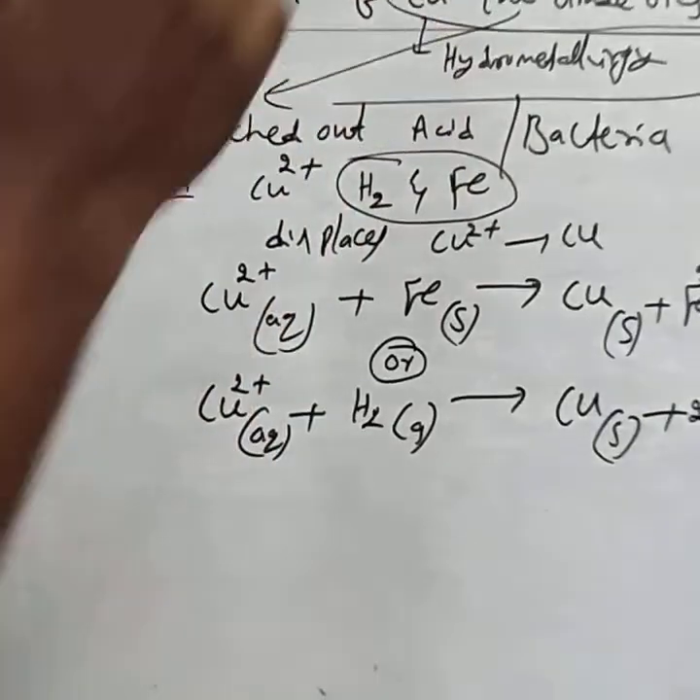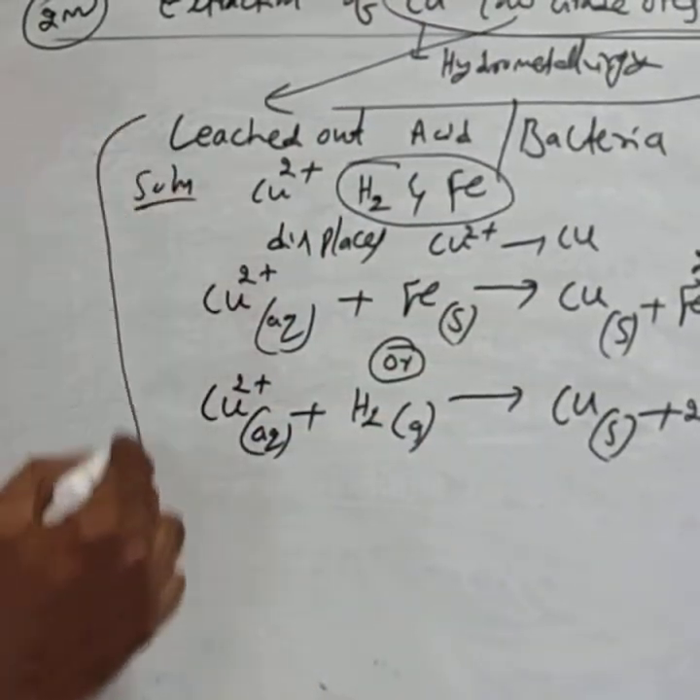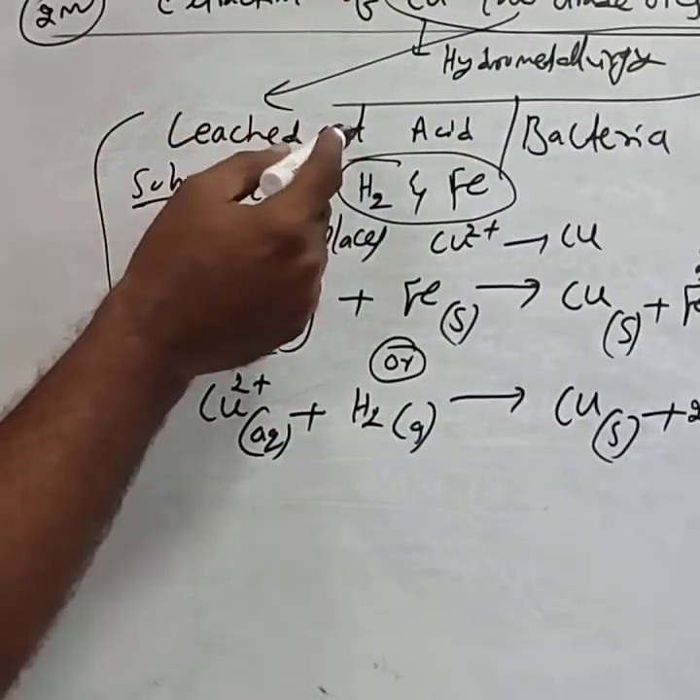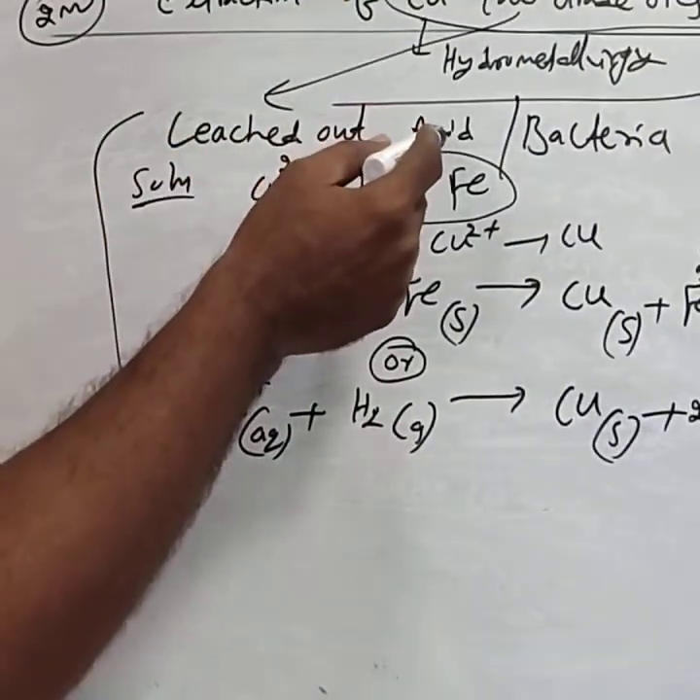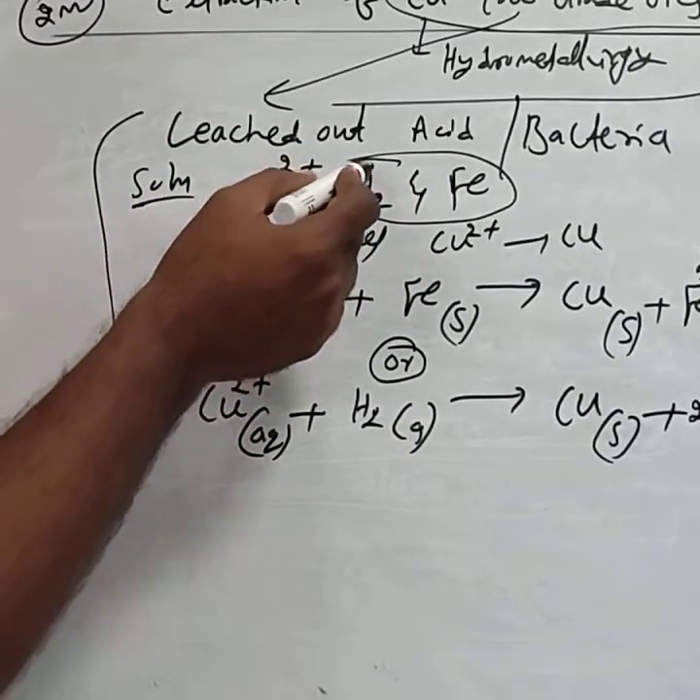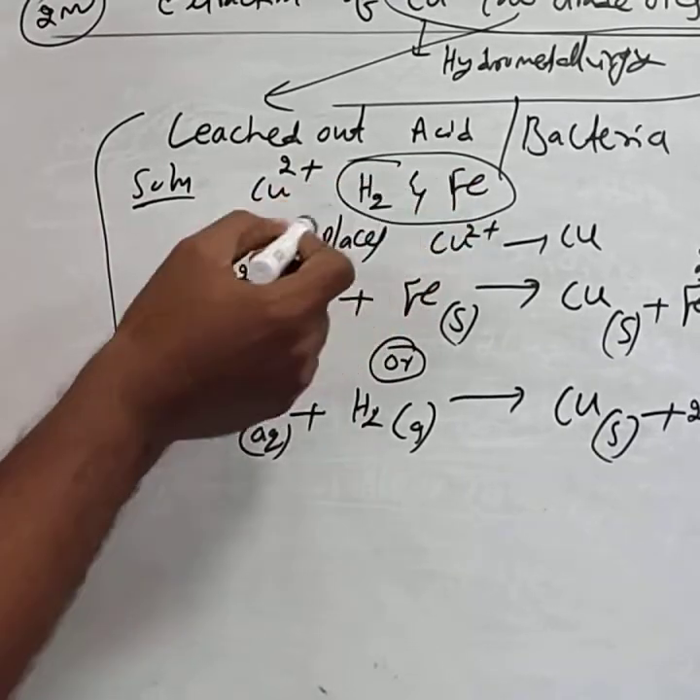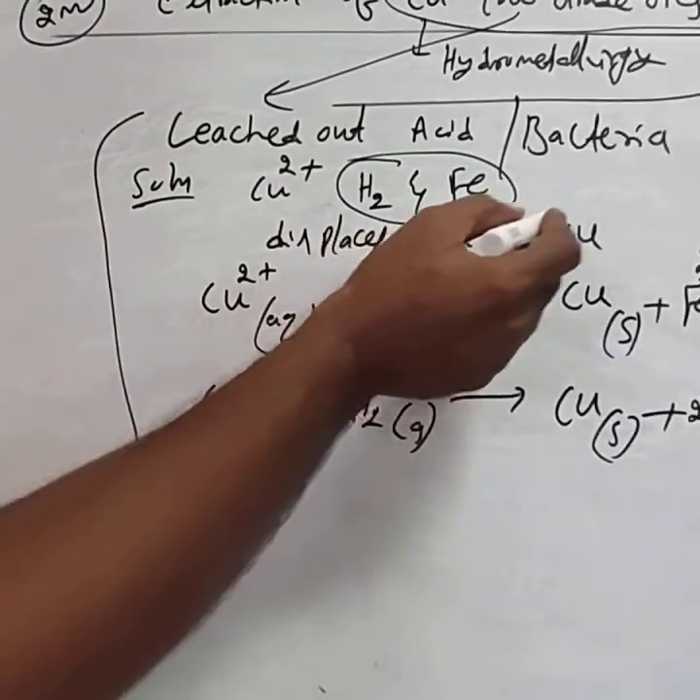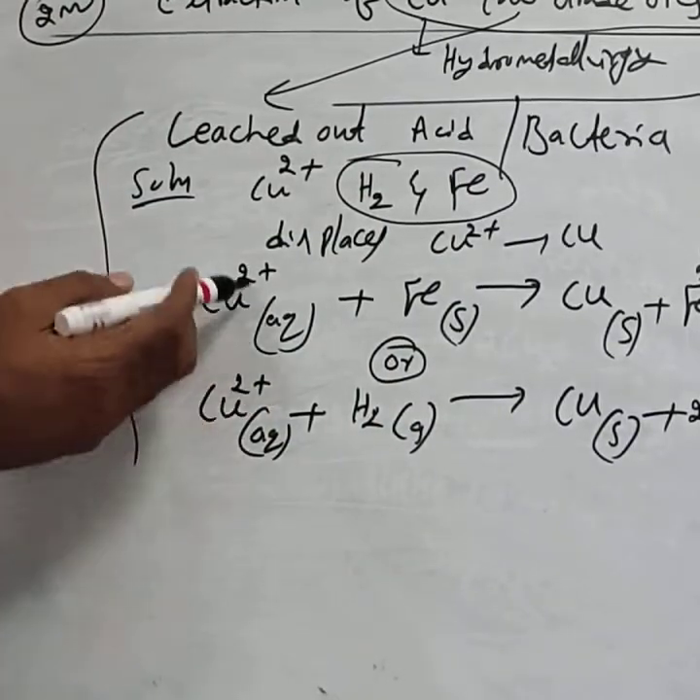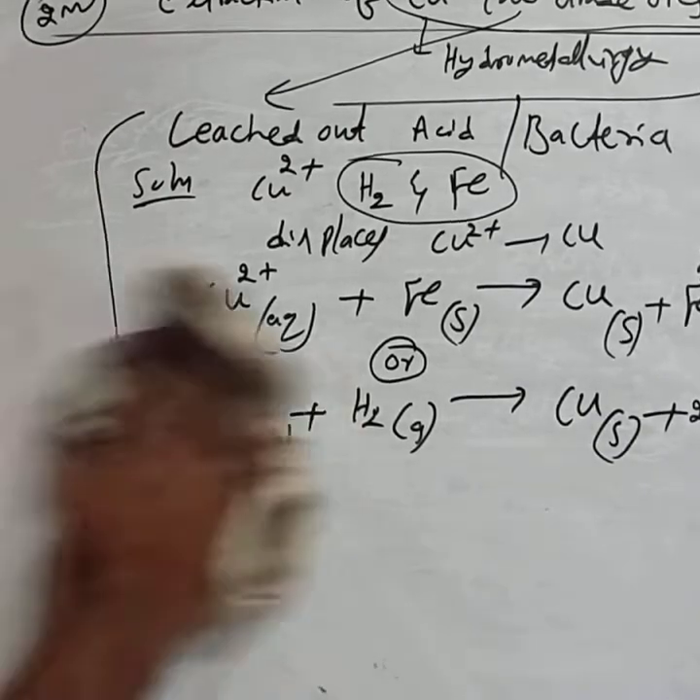This is the extraction of copper from low grade ores. This is for 2 marks. Just write that low grade ores containing copper are leached out by acid. The solution containing Cu2+ is reduced by using hydrogen or iron. Iron displaces Cu2+ to Cu. You have to write any one of the reactions. This is about the extraction of copper from low grade ores.